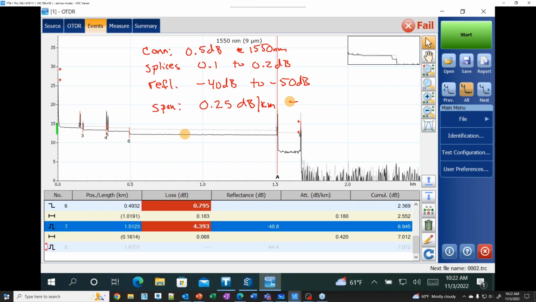This number's skewed. It's like trying to get miles per gallon, but you drive 2 blocks, right? You need a little bit of distance to average that number down, because if you only have 1 kilometer of fiber and you have 4 splices, well, you're already well over 0.25 dB per kilometer, right?